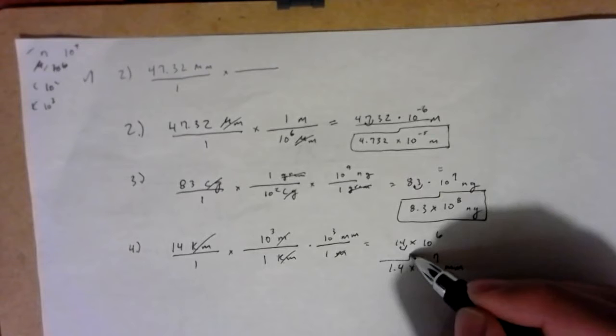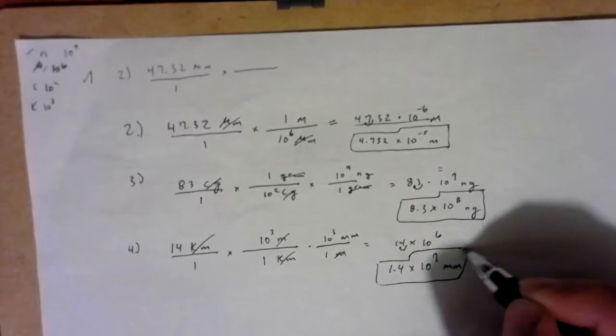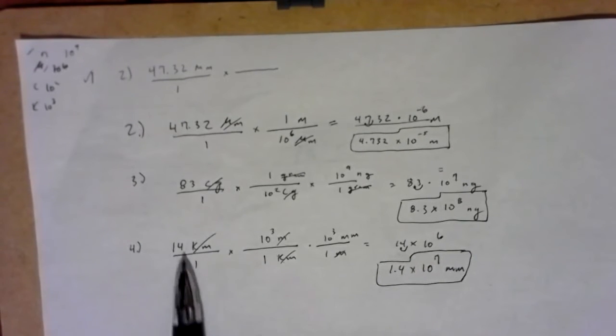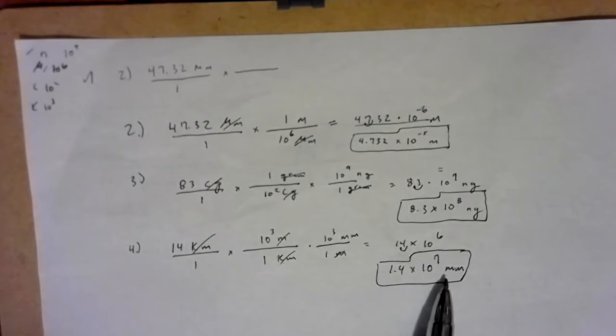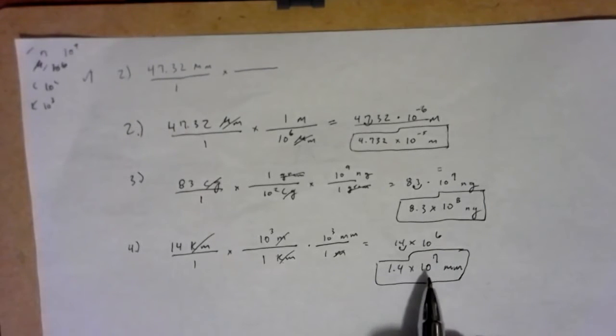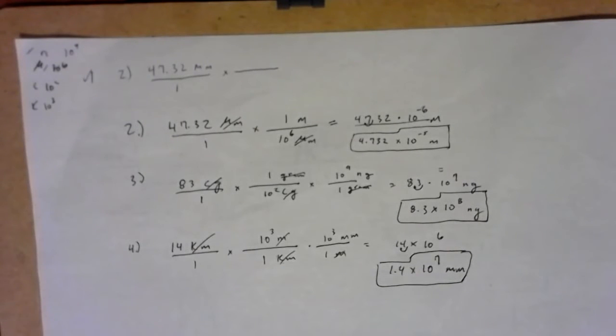And then you can always check your answer to see if it's reasonable. Check for reasonableness. We're starting with 14 kilometers, and we're converting to millimeters. So 14 kilometers is quite a bit of millimeters. That's a lot of millimeters. You can imagine that. That is quite a bit. So that number is pretty large, right? 1.4 times 10 to the power of 7. Pretty large number.